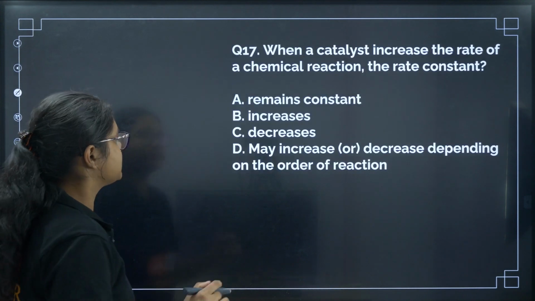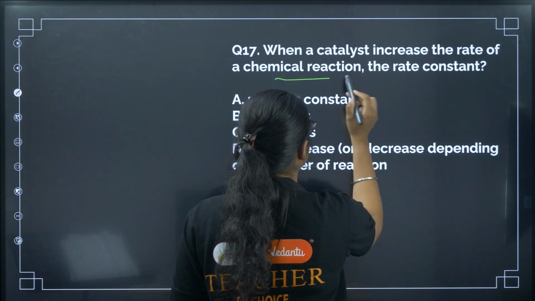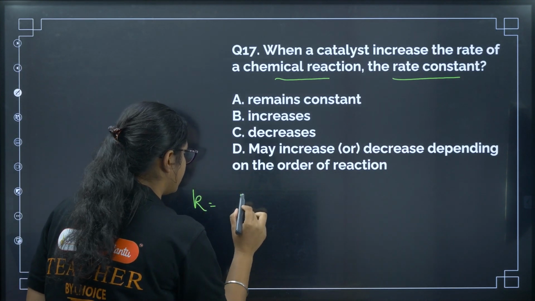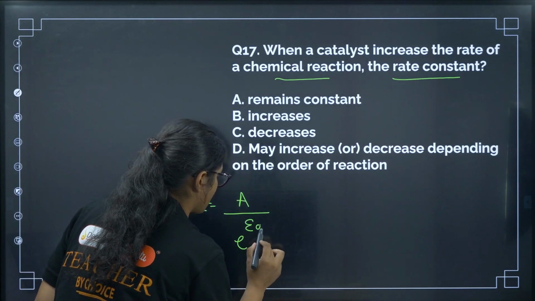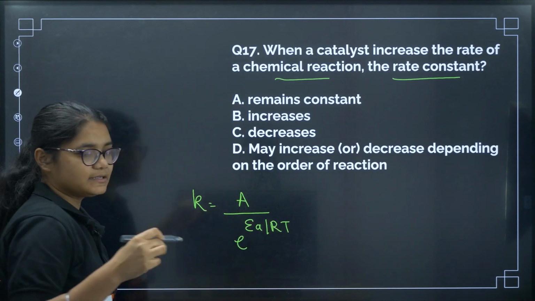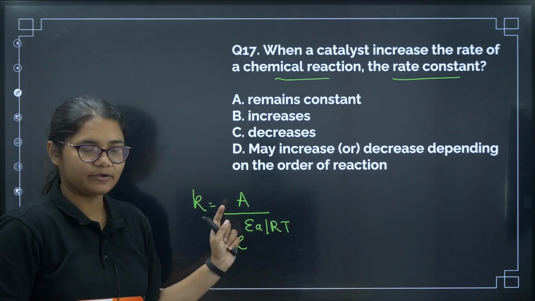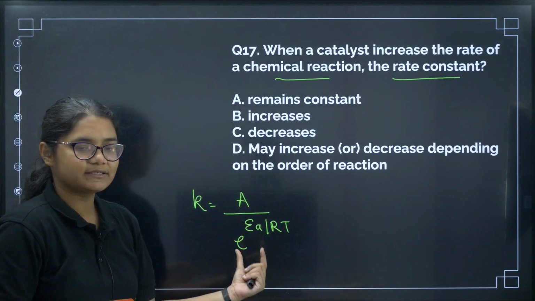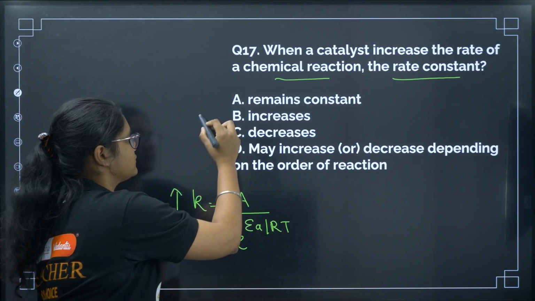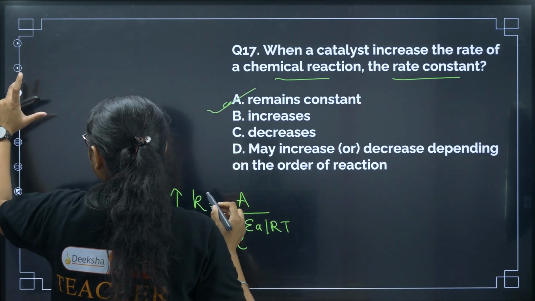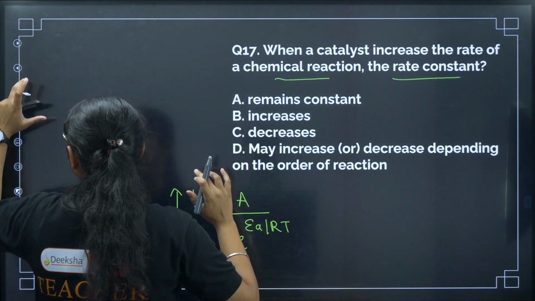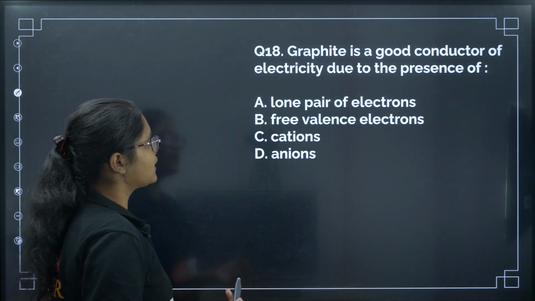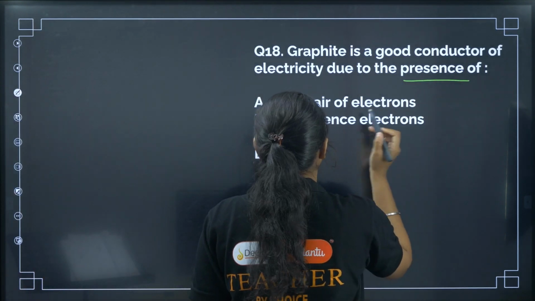So let us see the next question. When a catalyst increases the rate of a chemical reaction, the rate constant. If you have seen, K is equal to A into e to the power of minus Ea by RT, right? When a catalyst is used, activation energy will decrease. So this whole fraction will decrease, e to the power of that fraction will increase, and K will increase. The correct answer is option number B, that is increases. Rate constant increases.